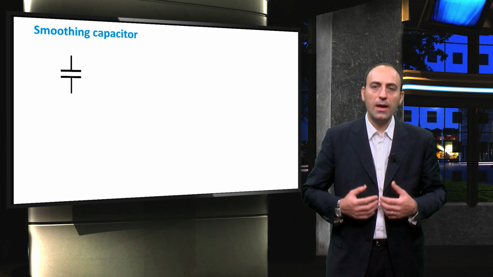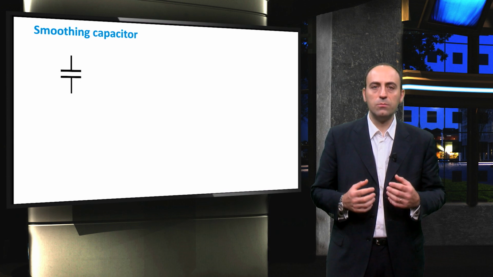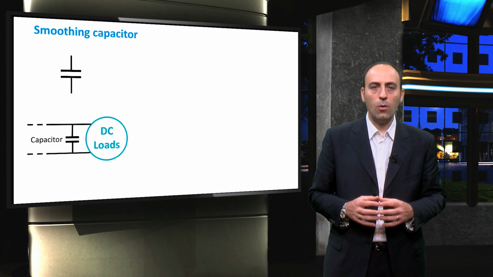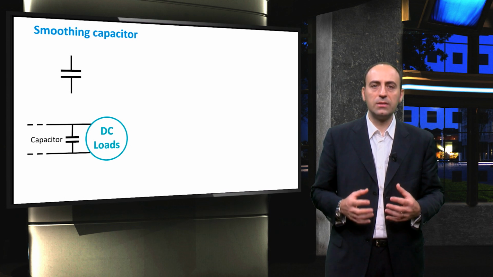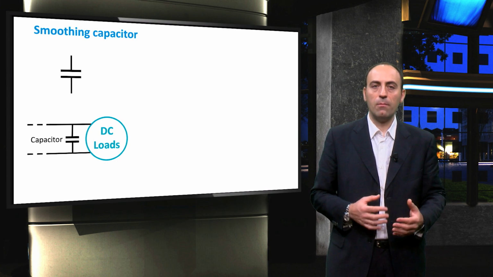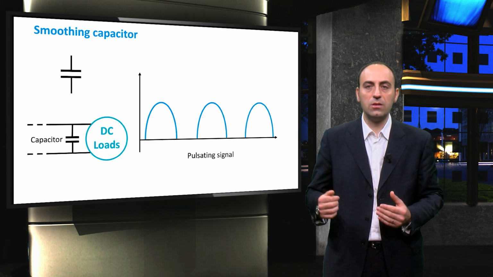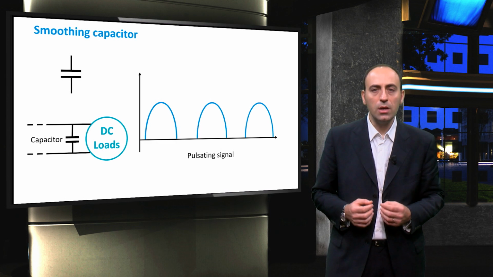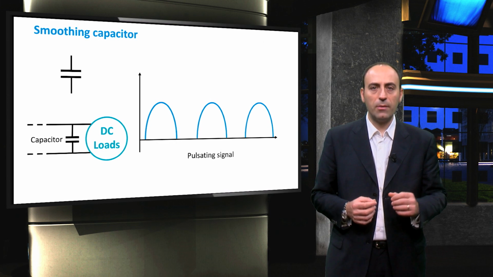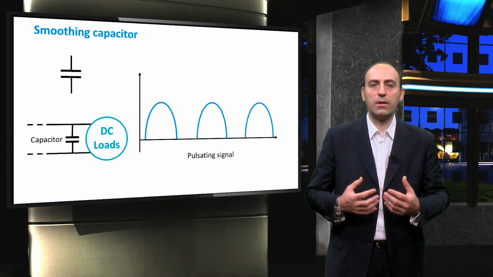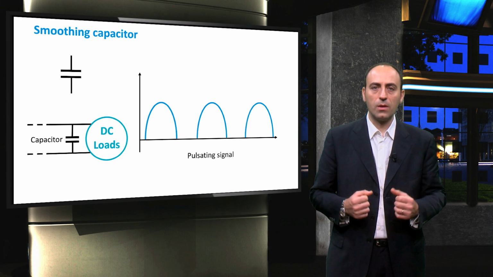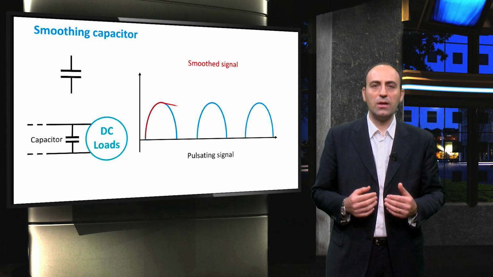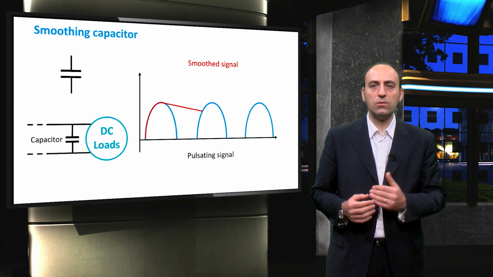And finally, another important component is the smoothing capacitor, which is placed in parallel with the load. From all these switches, the resulting signal is periodic in time, but actually the output of a DC-DC converter has to also be a DC signal. So the solution is to place a smoothing capacitor, also called a reservoir capacitor, to smooth the signal. As the voltage of the signal increases, it charges the capacitor and also supplies current to the load.